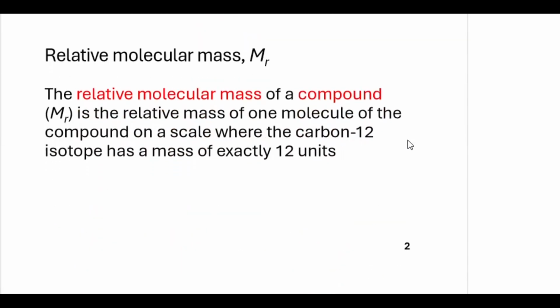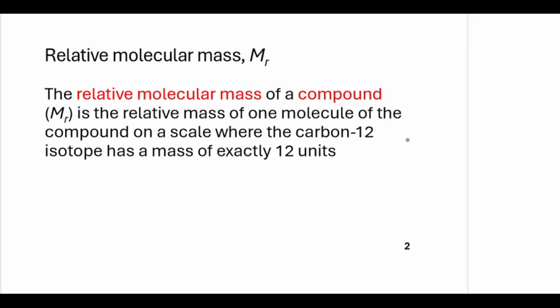So first, here we need to know what relative molecular mass is. It is the relative mass of one molecule. That is, the relative molecular mass of a compound is the relative mass of one molecule of that compound on a scale where the carbon-12 isotope has a mass of exactly 12 units.